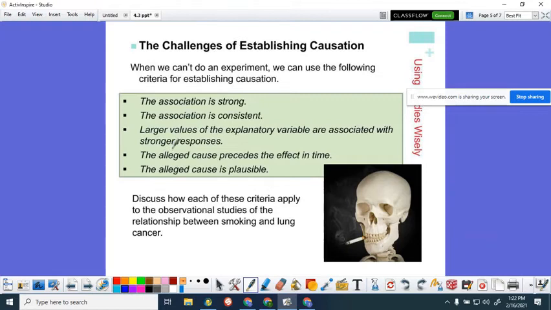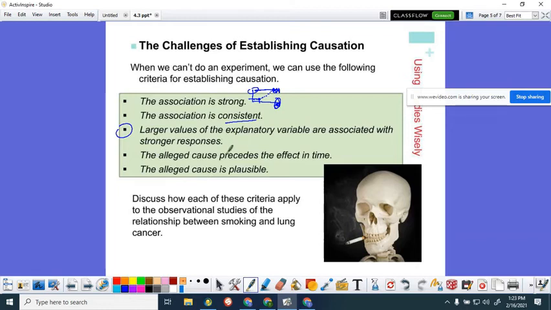Well, first of all, it has to be over a long period of time. The association between these two has to be strong. That means that as you smoke longer and longer, your increase of lung cancer goes up. The association is consistent. That means that no matter how many people you do this on, it is a consistent answer. Larger values of the explanatory represent larger values of the response. So this is somebody that's been smoking for 40 years and their lung damage. Okay, so that's what that means. And that means if somebody's been smoking for a little bit, their lung damage is not as much.